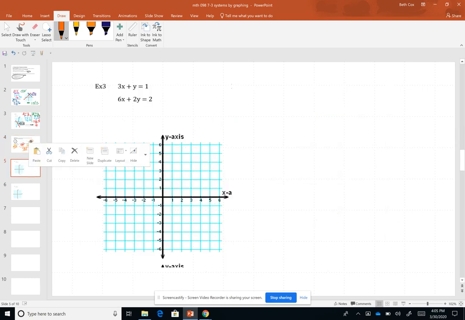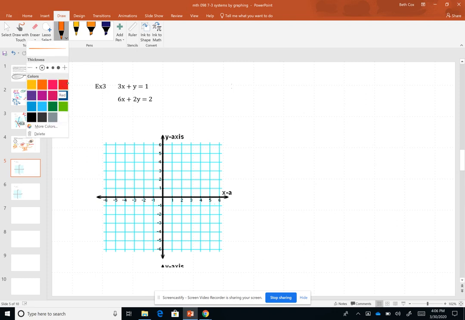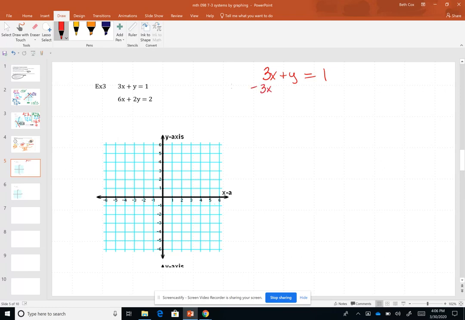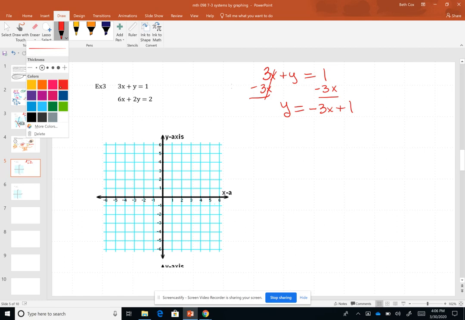Okay, so here's an example here. This one has 3x plus y equal 1, and so we're going to graph these. I'm going to do 3x plus y is equal to 1. I'm going to do it exactly like I did the others. I'm going to subtract the 3x on both sides. And I get y is equal to negative 3x plus 1. I don't have to divide on this one because there's nothing in front of my y.